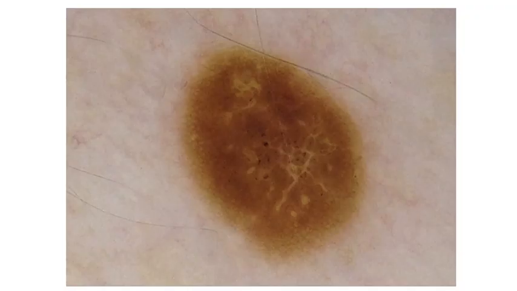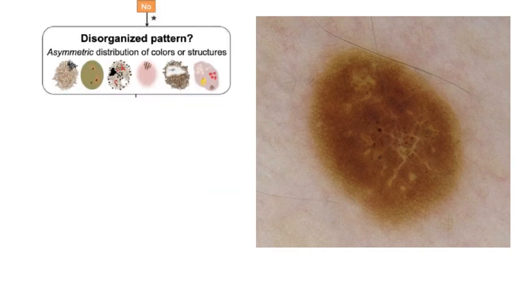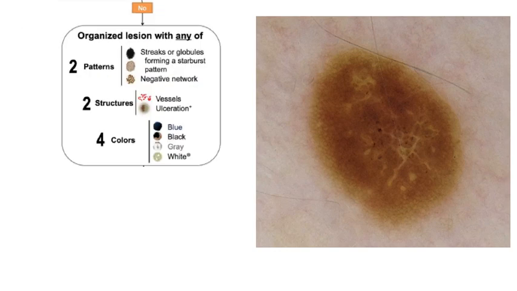And last case. So first question, is this an unequivocal lesion, dermatofibroma, seborrheic keratosis, or angioma? The answer is no, it does not have any of their criteria. So we move on to the second step. Does the lesion reveal a disorganized pattern? So again, for those who think the pattern is disorganized, a skin biopsy will be performed. But let's say the lesion is relatively organized. So we will move on to the third step.